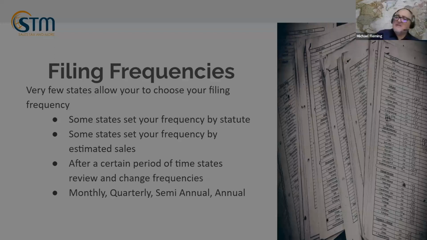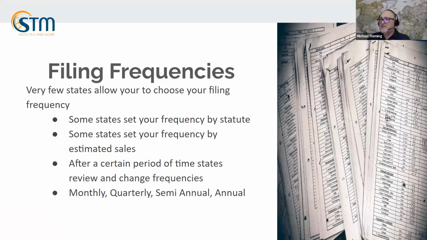Now, filing frequencies. A lot of people think you get to choose your own filing frequency, and in most states, you do not. Some states are going to set your frequency by statute. In other words, everyone is going to be monthly or everyone's going to be quarterly when they first start out. Some states are going to set it by estimated sales. So if you tell someone that your estimated sales are $2,000 a month, taxable sales, roughly 50% of the states out there are going to put you down as monthly, and some will put you down as quarterly.